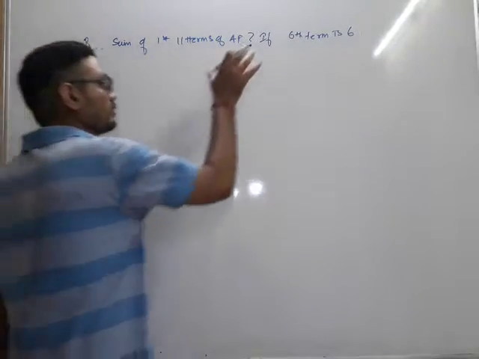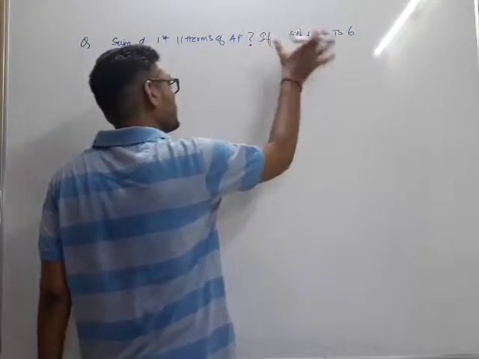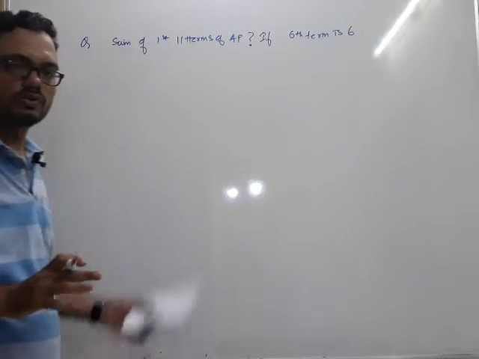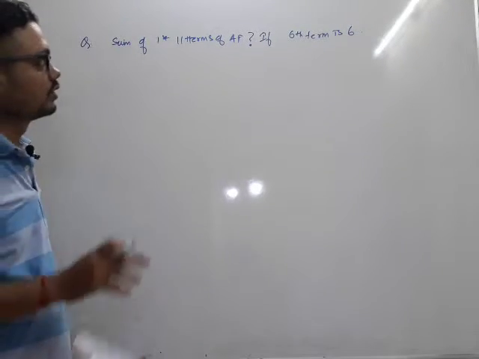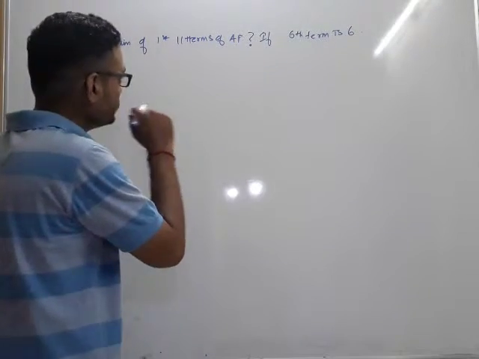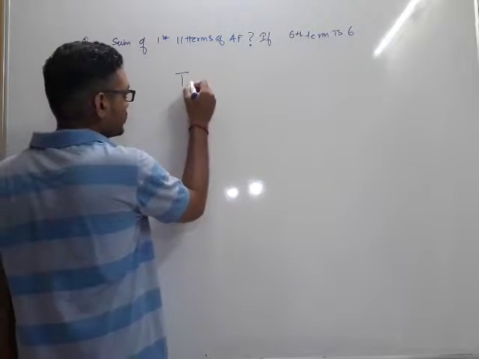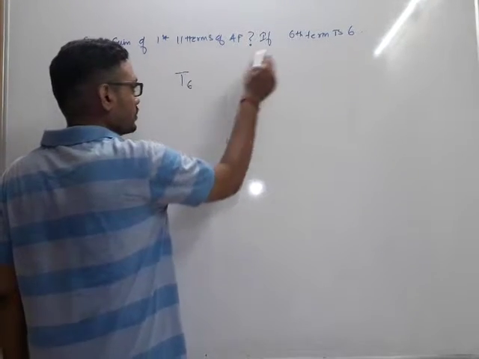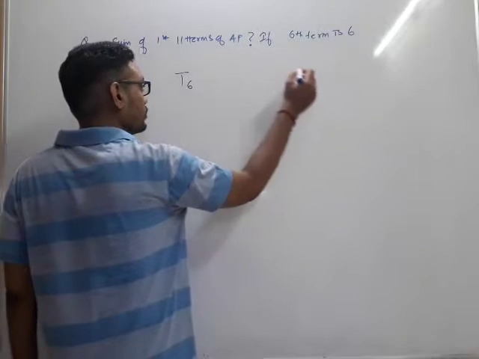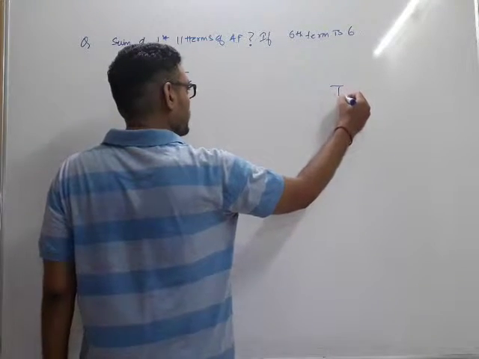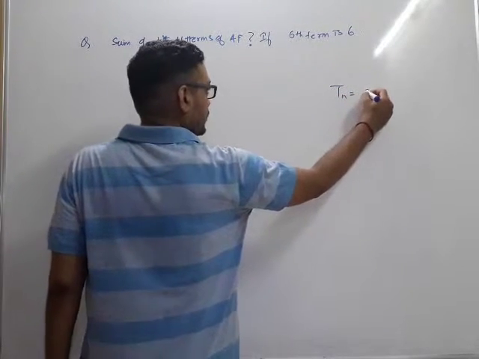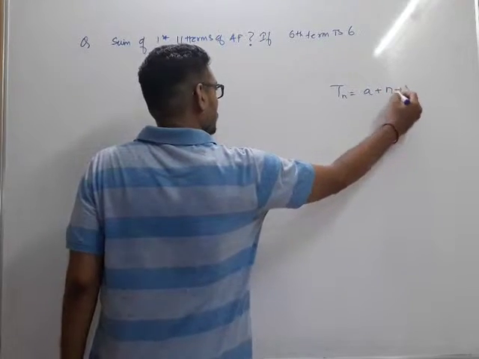You have to understand that from this data itself, everything is possible, everything can be found. So let's see, what is the sixth term? What was the formula for any nth term? a plus n minus 1 into d.